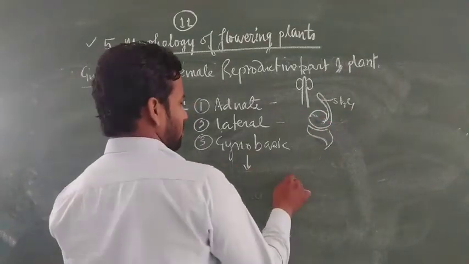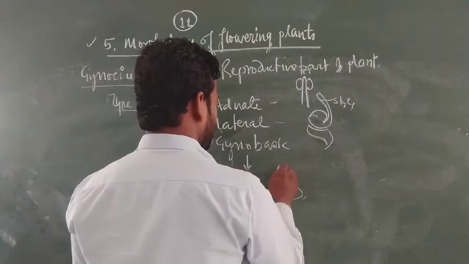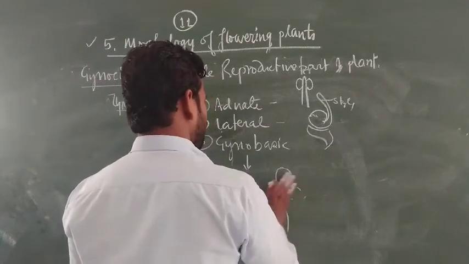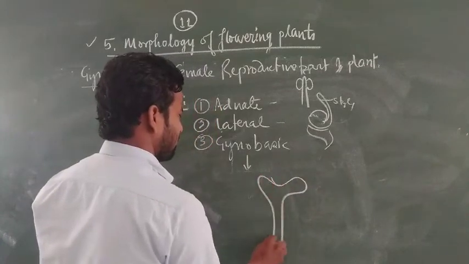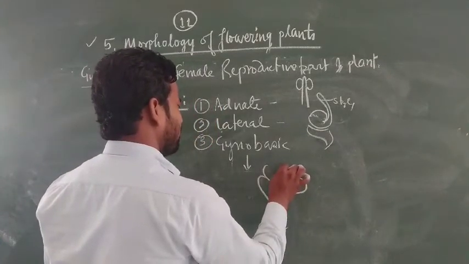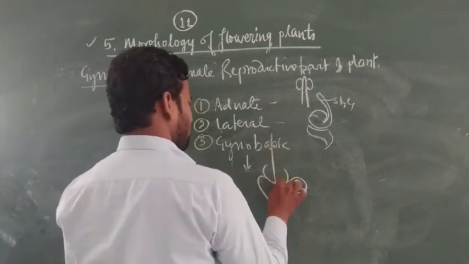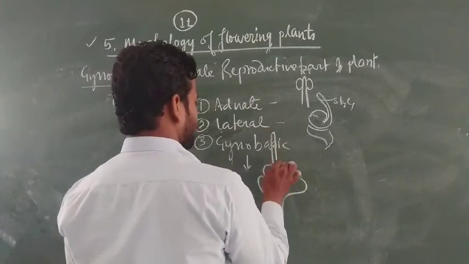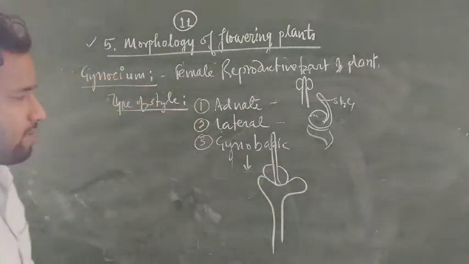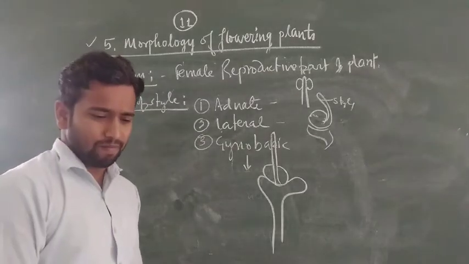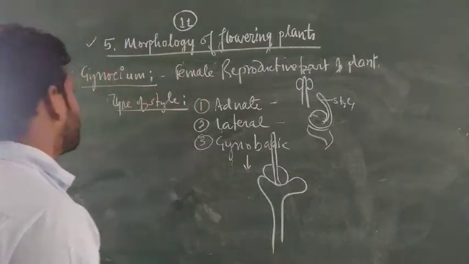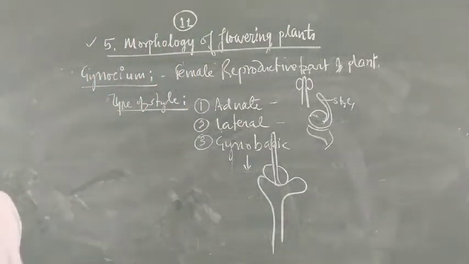Gynobasic style: if this is the thalamus of the flower and this one is the ovary, the style directly passes through the partition of the ovary. This type of style is called gynobasic style. Students, these are very important terms related to styles.